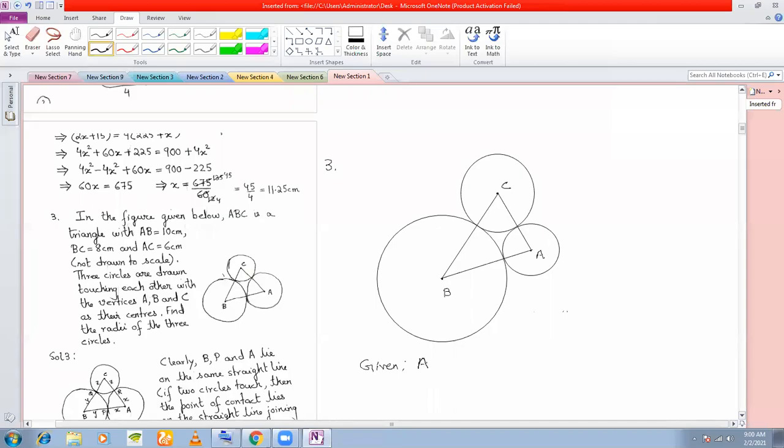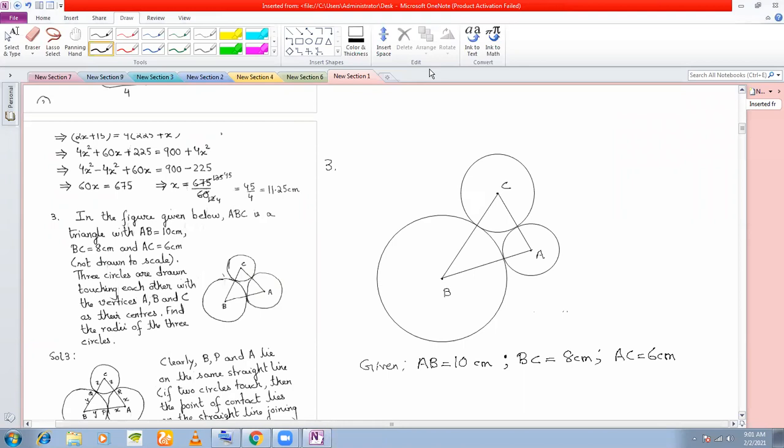In this problem, it is given to you that side AB is equal to 10 centimeters. Side BC is given as 8 centimeters, and side AC is given as 6 centimeters.